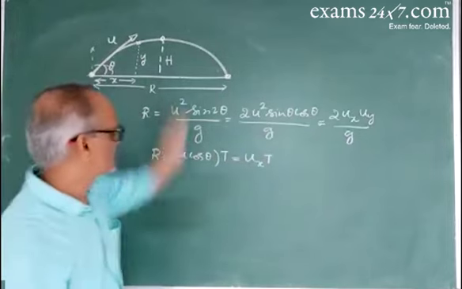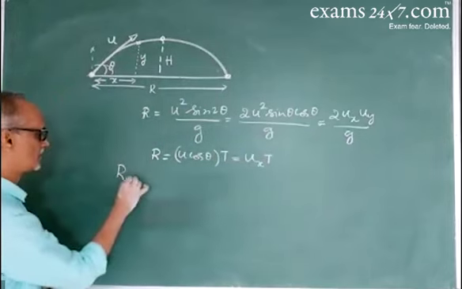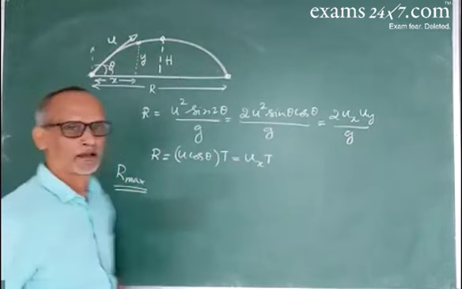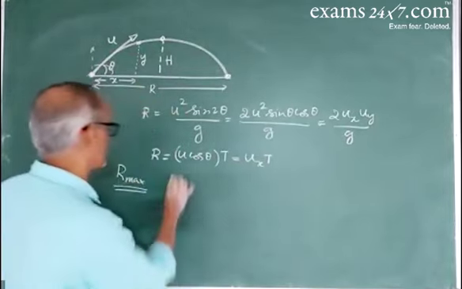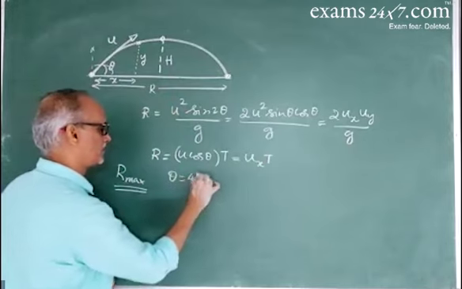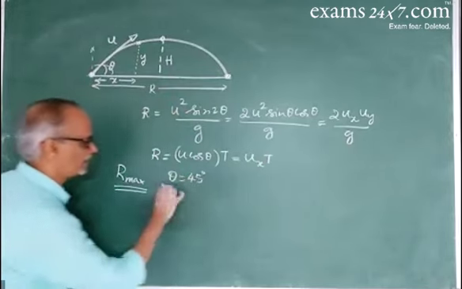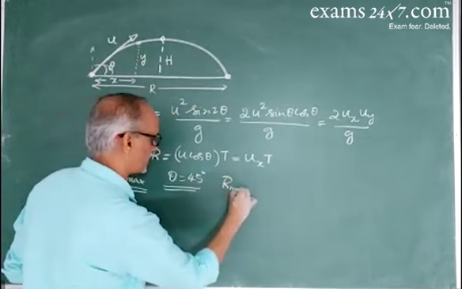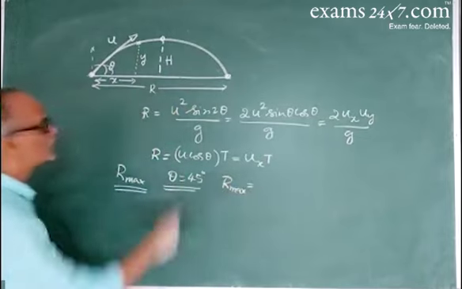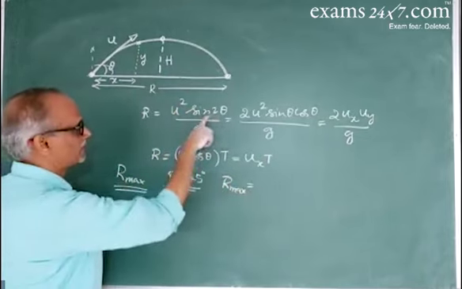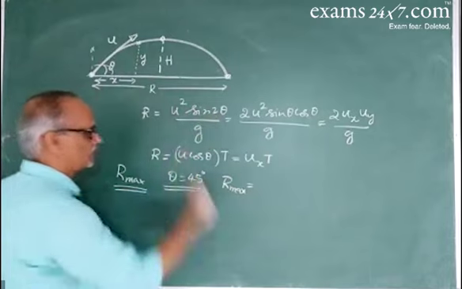The range is maximum. So this is for maximum range. R is maximum when the angle of projection is equal to 45 degrees, when theta is 45. When theta is 45 degrees, we get R max to be equal to, in this case, sine 90 will give 1, so we get u square by g.